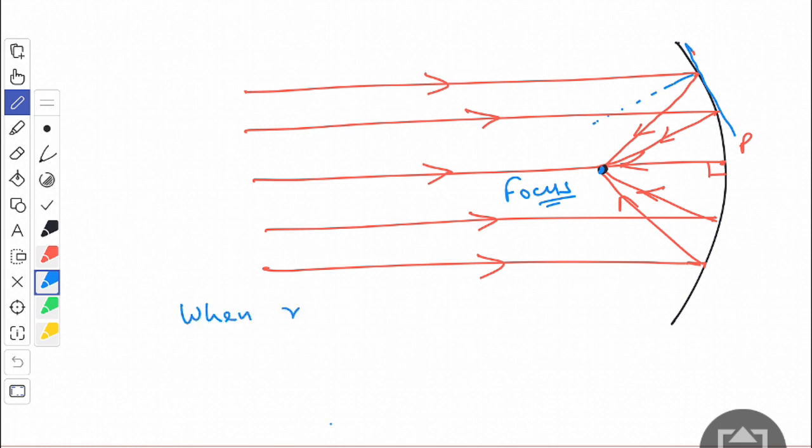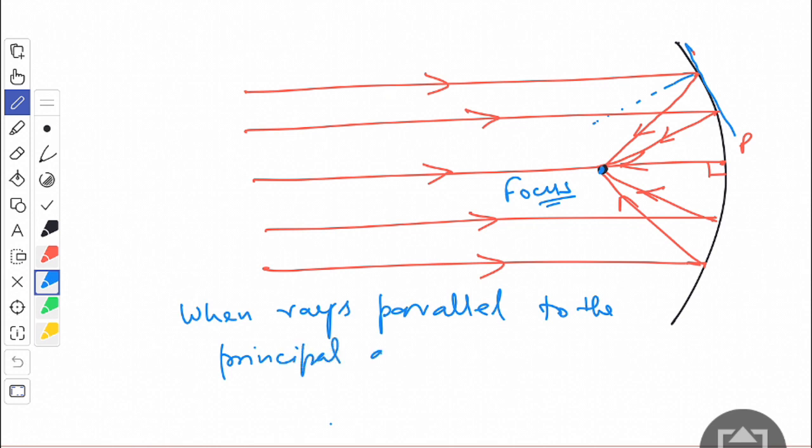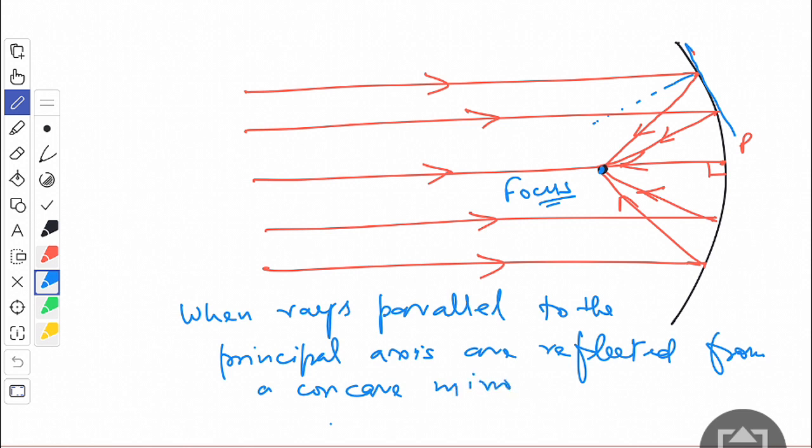When rays parallel to the principal axis are reflected from a concave mirror, they meet at the focus.